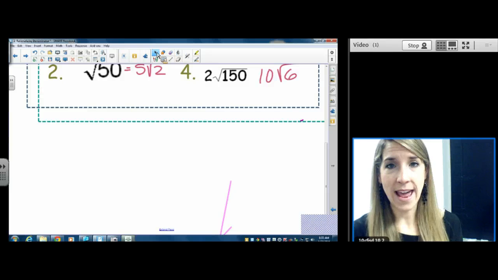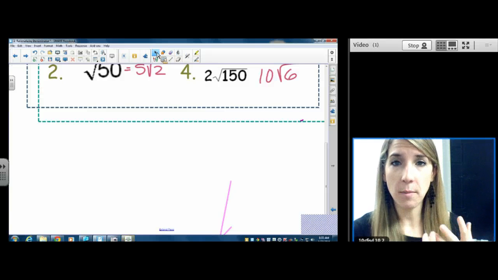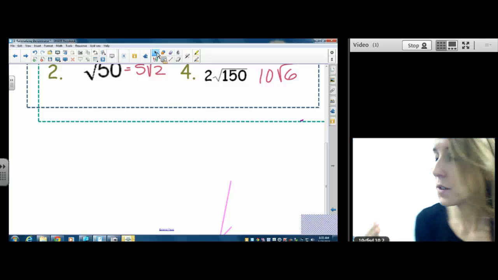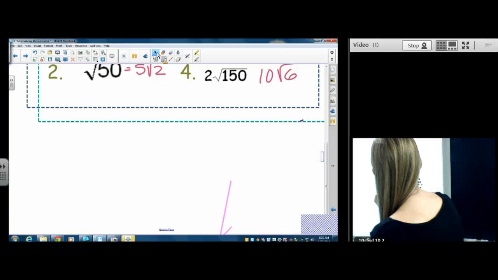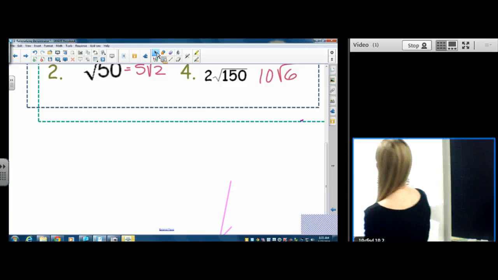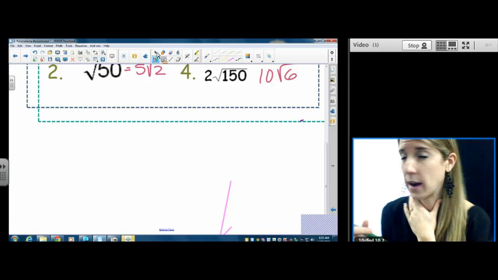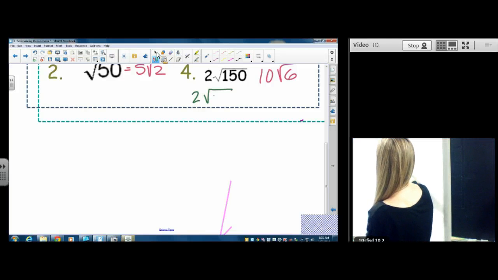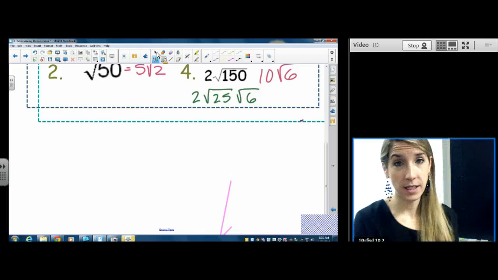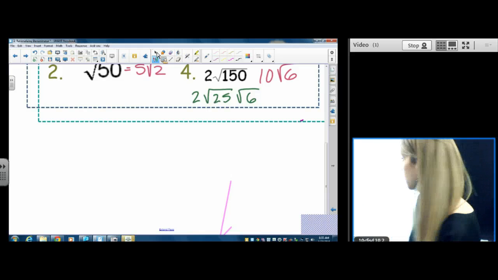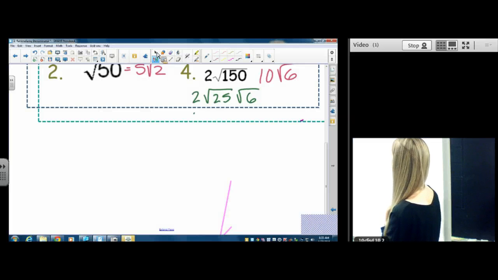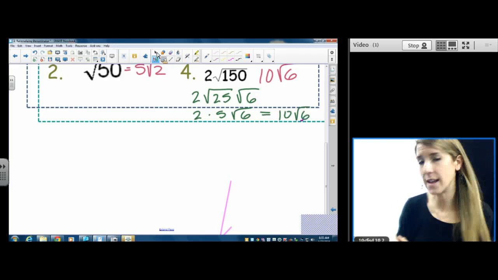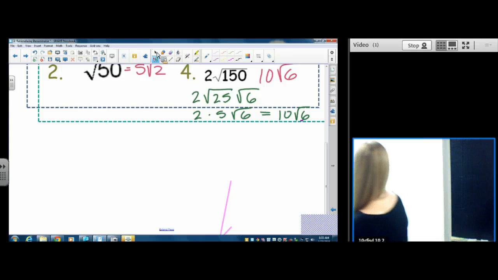The perfect square way, if you've memorized your perfect squares and you have good number sense, you can think about what is the largest perfect square that will go into this number. So like for number 4, I know that 25 is a perfect square and 25 goes into 150. So I could write this as 25 times 6, because 25 times 6 is 150. Well, 25 is a perfect square. So that's just saying 2 times 5 root 6. And that's how we get 10 root 6. So that's one way. That's called the perfect square way if you have your good number sense.